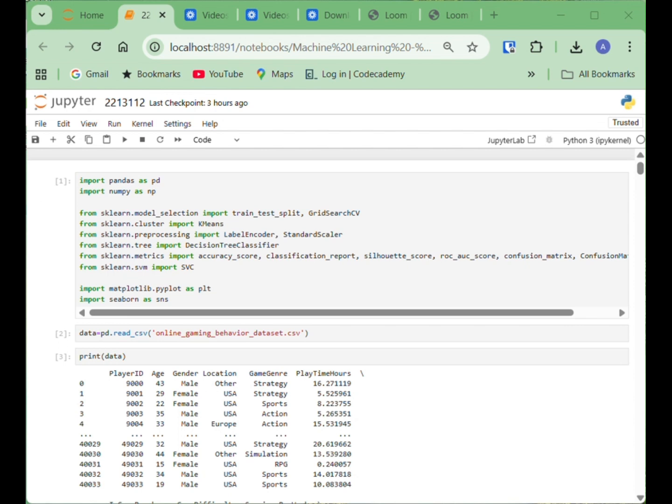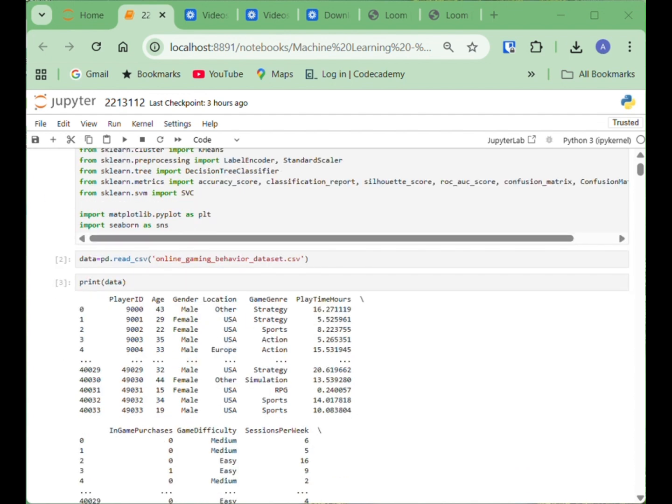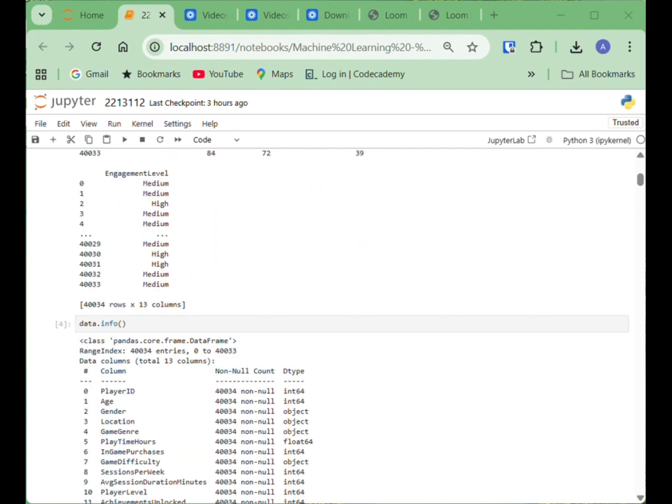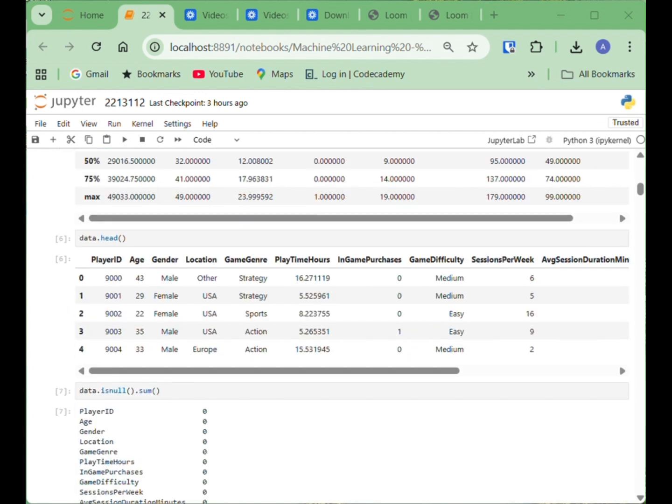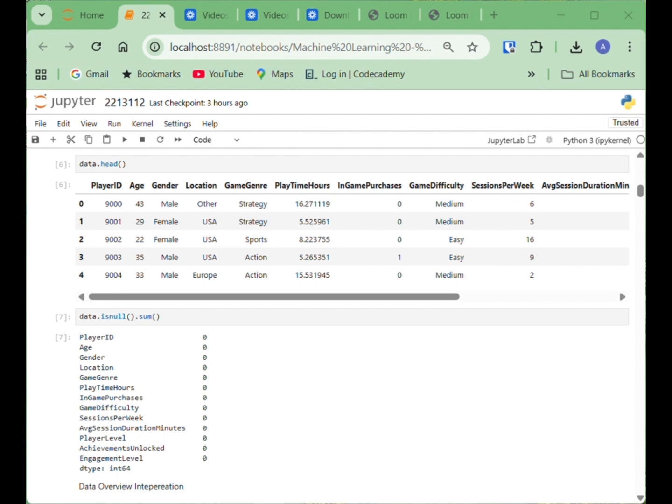I start with importing all the libraries I need and importing the dataset itself. After doing this, I inspect the data using data.info, data.describe, and data.isnull.